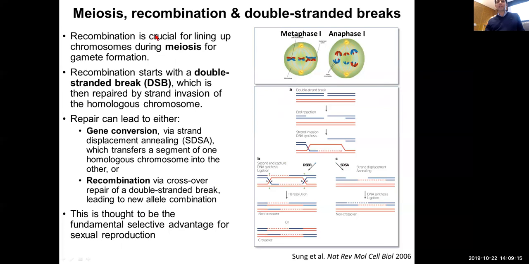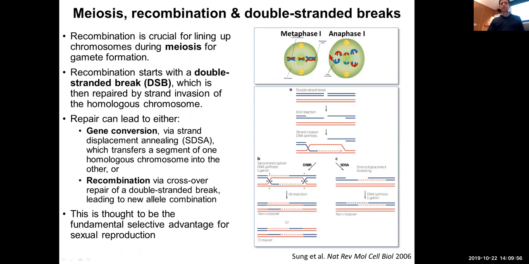So recombination is a crucial thing that has to happen for lining up chromosomes during meiosis and during gamete formation. If you don't have a recombination event, you will very frequently have non-disjunction where these chromosomes will missegregate. Okay? So recombination starts with a double-stranded break, which is then repaired by strand invasion, where you basically break one of the chromosomes, the other one comes to the rescue, they sort of line up with each other, and then this is resolved, either returning to a blue-blue and a red-red, or returning to a blue-red and a red-blue, okay?